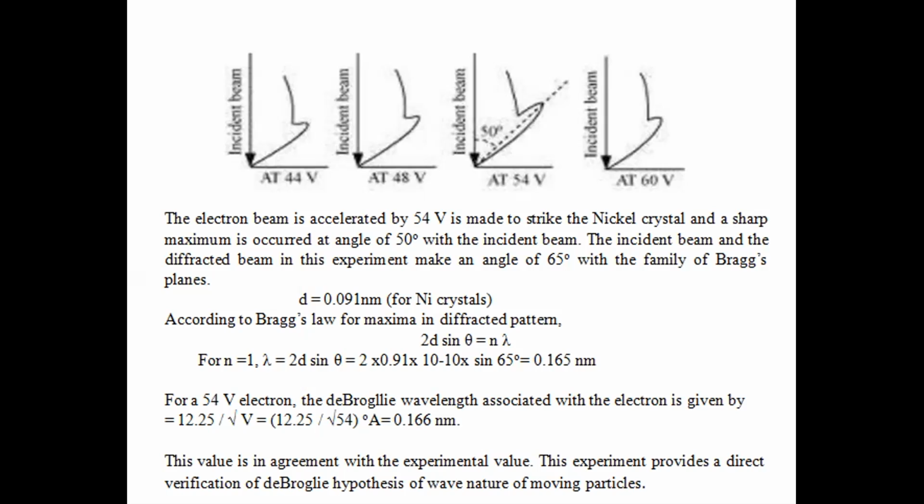value is 65 degrees for 54 volts. I mean, the electrons are accelerated with 54 volts. The de Broglie wavelength associated with the electron is given by, we know if the potential of the electron is 54 volts, the direct formula is 12.25 by root V, which gives 0.166 nanometers. And from Bragg's law, we get the value of lambda as 0.165 nanometers. Both the values, theoretical and experimental, are in good agreement. This experiment provides a direct verification of de Broglie hypothesis of the wave nature of moving particles.